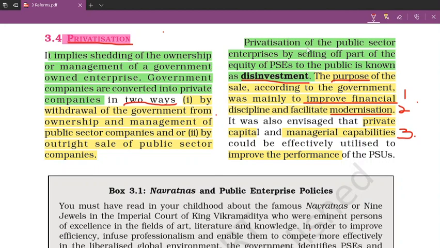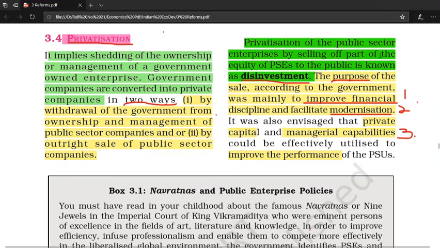Okay, now we'll learn about the important concept of disinvestment. What is disinvestment? Privatization of the public sector enterprises by selling off part of the equity of PSEs, public sector enterprises, to the public is known as disinvestment. In this case, the government-owned industries sell off part, you understand, a certain percentage of their holding to the public.